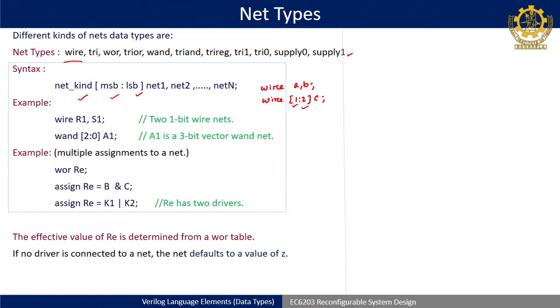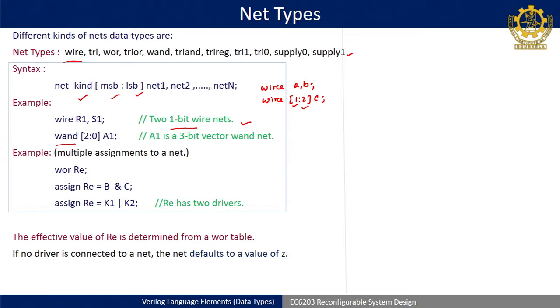There are a few simple examples. Wire R1, S1 has no vector, so it is a 1-bit wire. Similarly [2:0] indicates a 3-bit vector. Here the data type we have used is wand. We will see what is wand and wor. A1 is a wand type data type, which is also a 3-bit value, as the upper range is 2 and the lower range is 0.